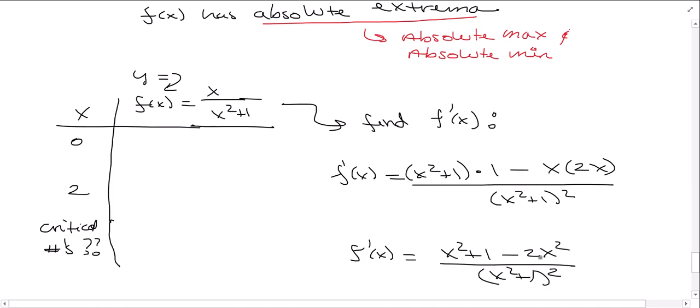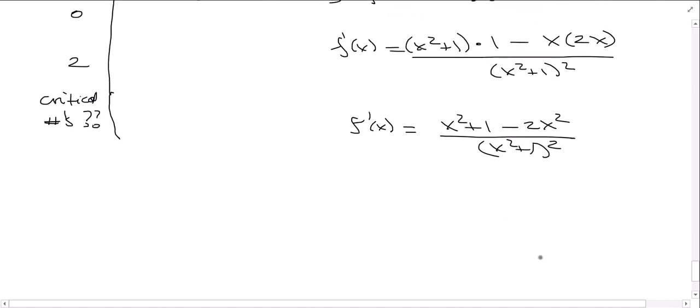And can I continue to simplify? Well, I should, because I need to set it equal to 0 and solve. So I'm going to have 1 minus, right, x squared minus 2x squared is minus 1x squared, over (x squared plus 1) squared. Now here, let's be careful. Notice that that is 1 minus x squared, which is not the same as x squared plus 1.